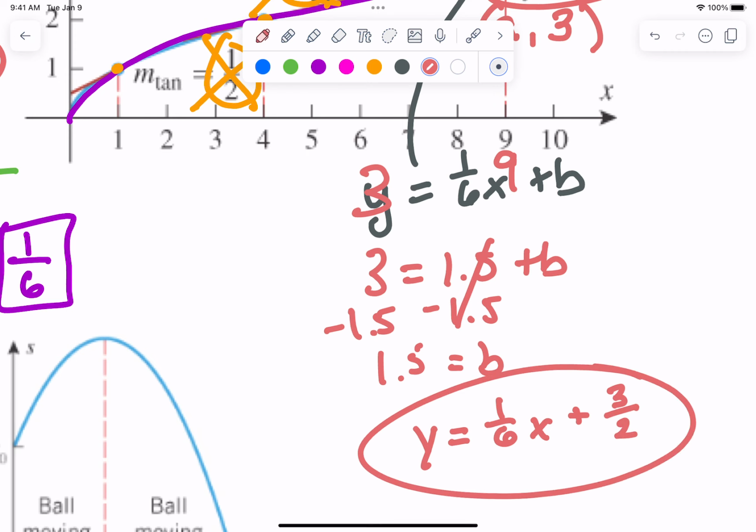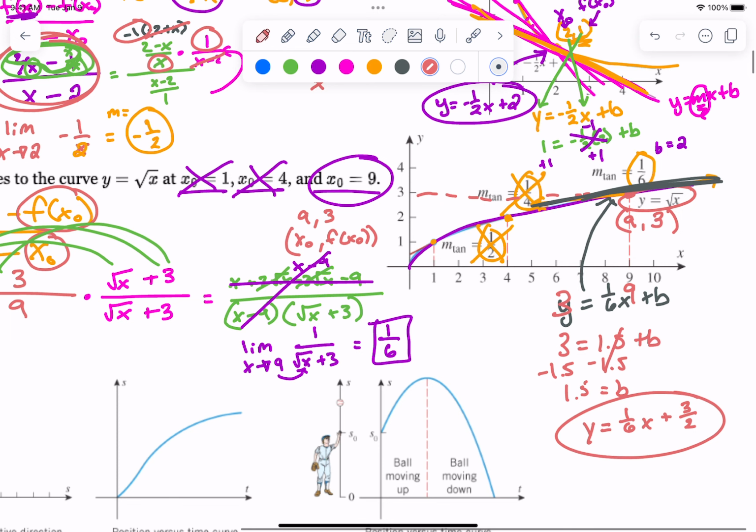I like 1.5, but if you're gonna do 1.5 there, we better make 1/6 a decimal, and 1/6 is a repeating decimal, 0.16 repeating. I don't like writing 0.16 repeating out. I'd rather you leave it as 1/6. So that's the equation of that line right there, as ugly as it is. That's how you find the equation of the tangent line, okay?